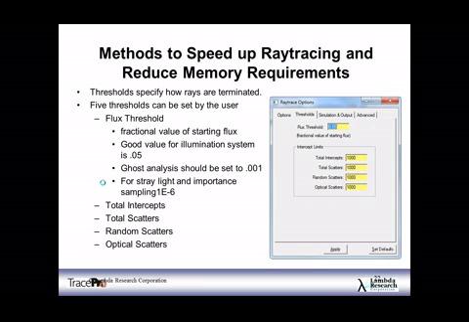But on the other hand, if you're not interested in looking at ghosting and you want to see the specular beam going through it, by all means, set your total intercepts to 8, and that's what you're going to get.